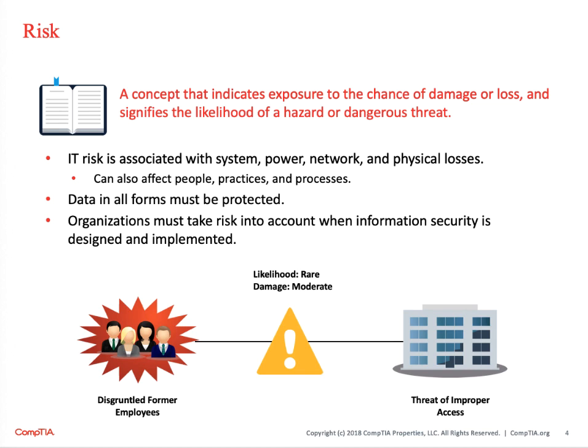from the ground up. So in this case, it says that disgruntled employees, the likelihood of this happening is going to be rare, but the damage will be moderate. And this is going to be like the threat of improper access. If we had another one saying disgruntled employees, and the likelihood was going to be rare, but the damage would be high, maybe it's them causing physical harm to other employees or something like that, right?